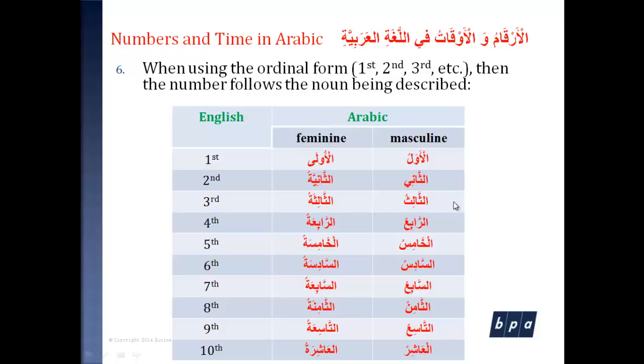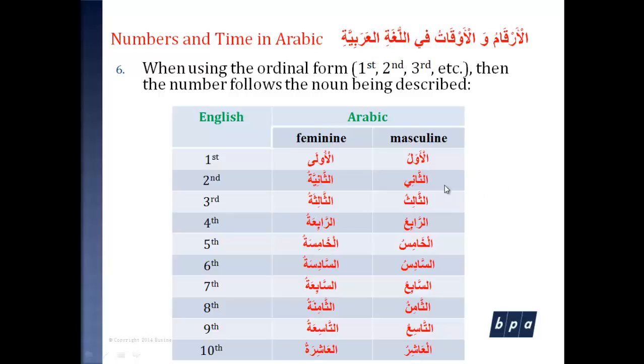And the number is ثلاثة. Here the number is أربعة. And you say الرابع, الرابعة. خمسة, الخامس, الخامسة. ستة, السادس, السادسة. سبعة, السابع, السابعة. And so on. So only remember that for واحد, one, and الأول or الأولى for the first.